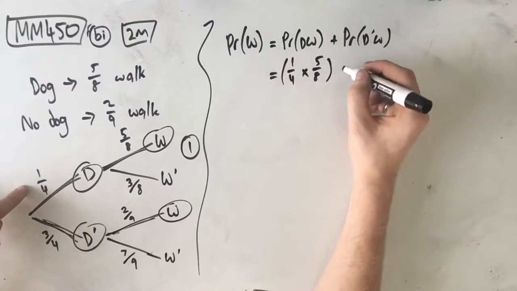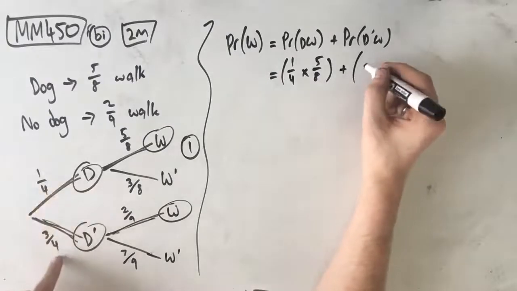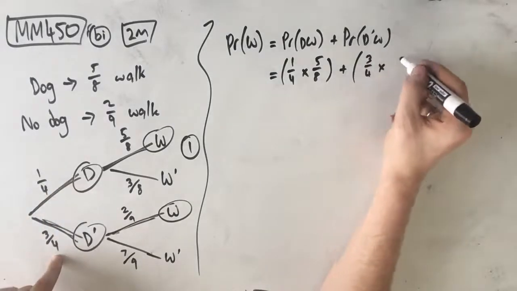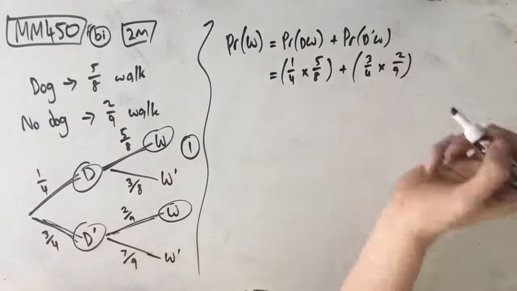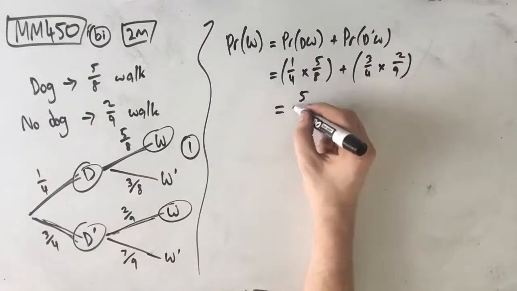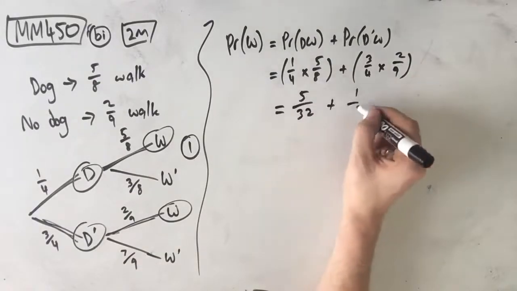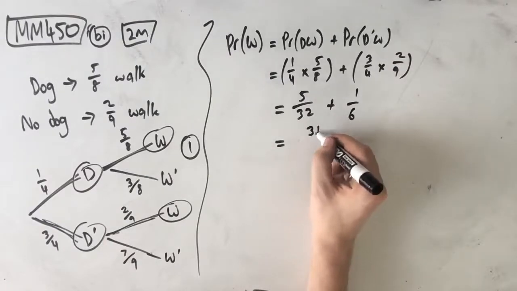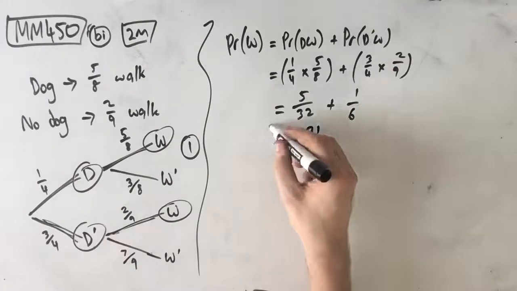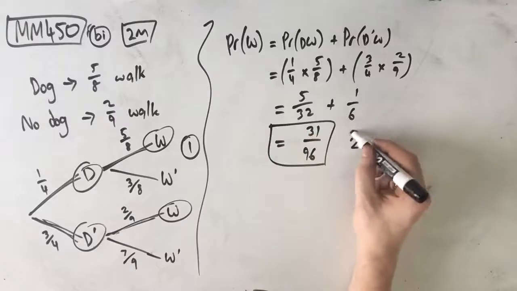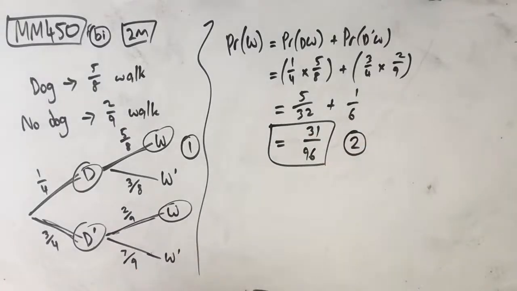1 in 4 times 5 in 8 plus this path here, which is 3 in 4 times 2 in 9. Awesome. Simplifying this, we get 5 on 32 plus 1 in 6. And this is equal to 31 over 96, which is our second and final mark for part BI, guys. If you weren't sure how I created this tree diagram, just hit me up and I'll explain it to you a bit more. But for now, let's move on to part BII.